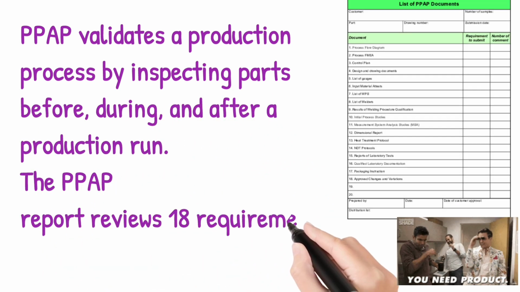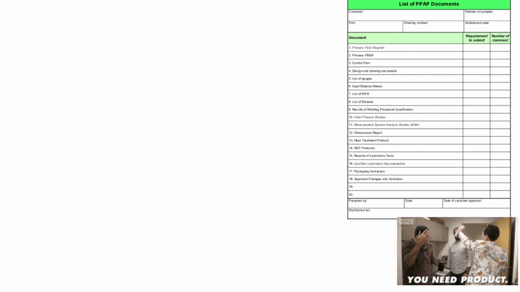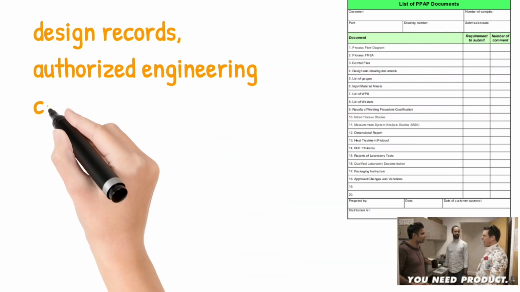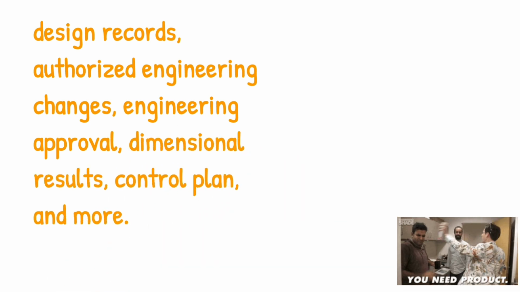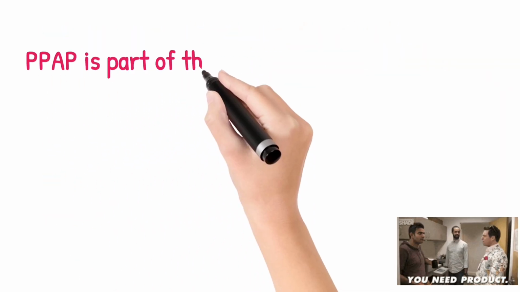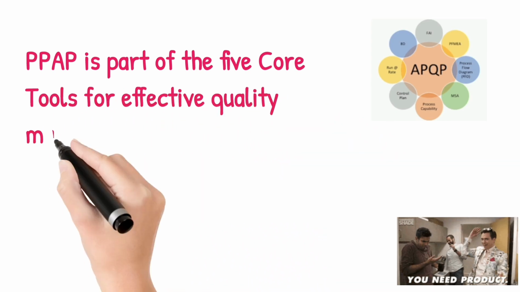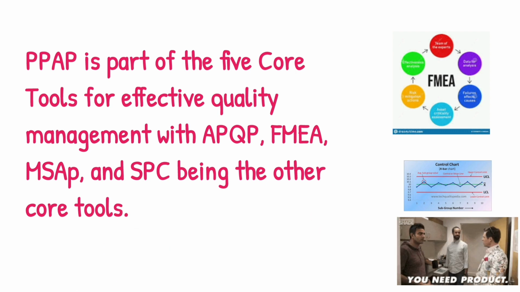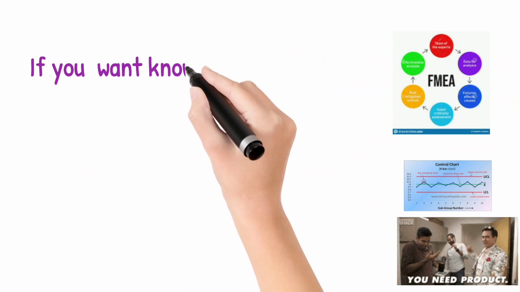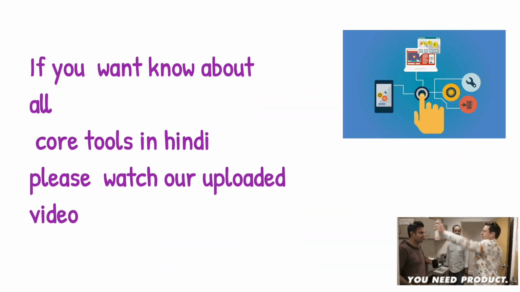The PPAP report reviews 18 requirements such as design records, authorized engineering changes, engineering approval, dimensional results, control plan, and more. PPAP is part of the 5 core tools for effective quality management, with APQP, FMEA, MSA, and SPC being the other core tools. If you want to know about all core tools in Hindi, please watch our uploaded video.